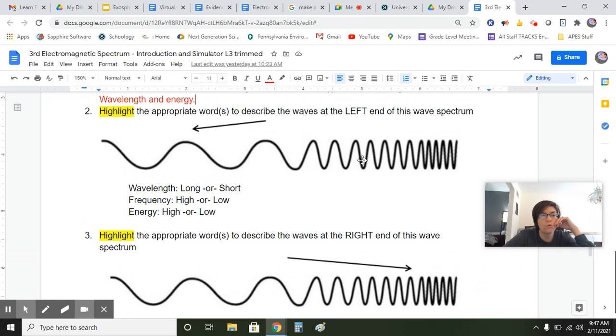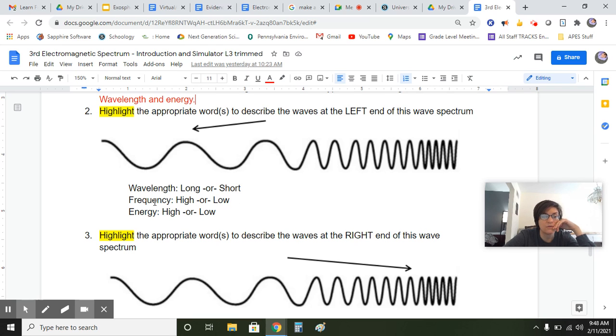The number 2 question: highlight the appropriate words to describe the waves at the left end of the wave spectrum. So I'm going to go over this, then pause the video and we'll see what you guys come up with. So over on this end, is the wavelength long or is it short? So you're highlighting one of those. Is it a long wavelength or a short wavelength? The frequency, is it a high frequency or a low frequency?